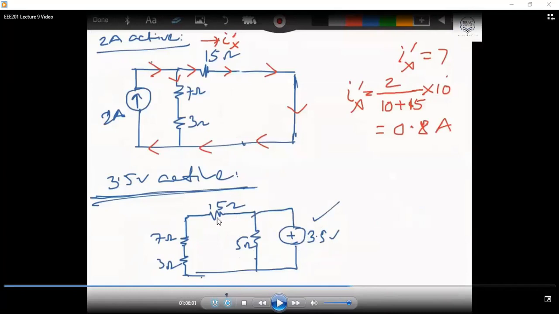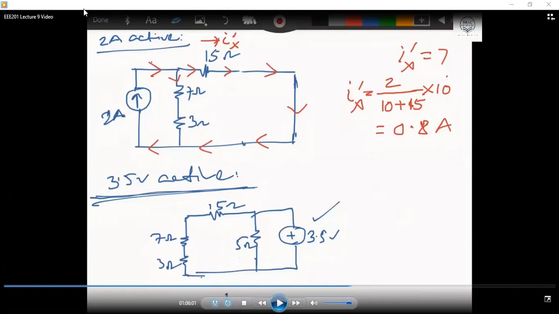Now, what is the current flowing through this? As ix double prime, if you consider, then how do we find the ix double prime? This is critical because ix double prime is going this way. So current is going this way, but this voltage plus is here, minus is here. The current should go that way. So whatever ix double prime you're getting, that current will be negative. Look at it very carefully.